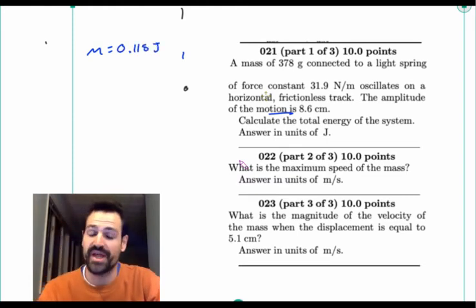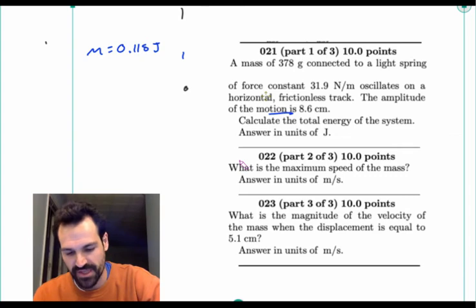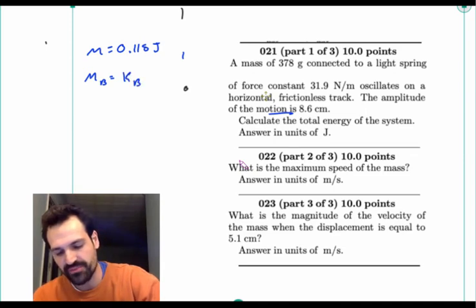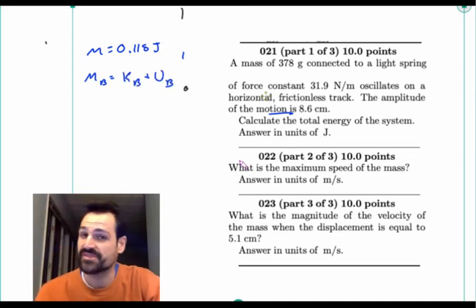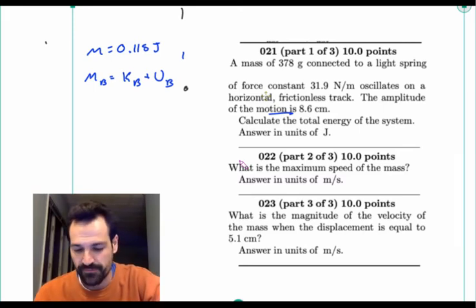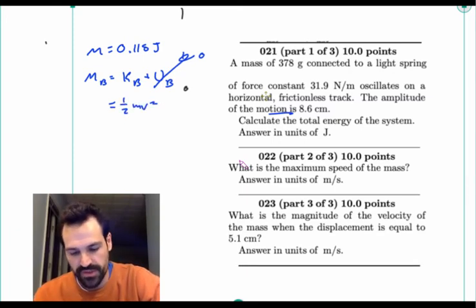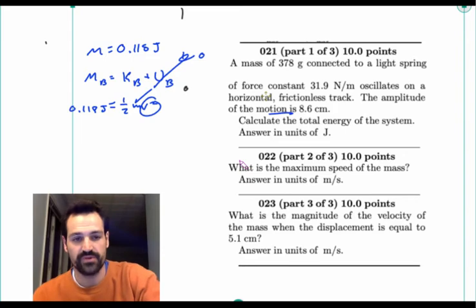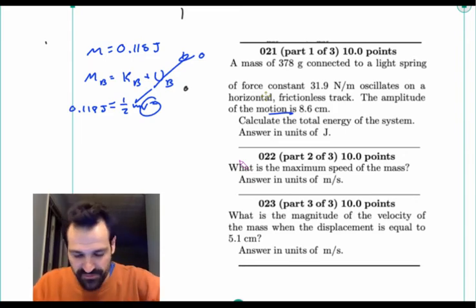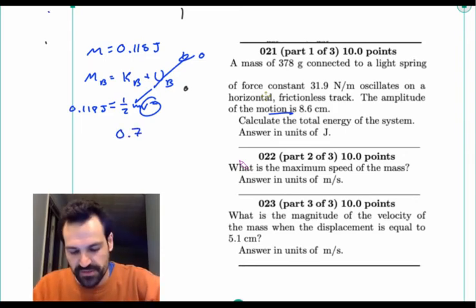And now that I've cleared my board, we know that the mechanical energy is 0.118 joules. That's the total energy at any position. So I'm going to set that equal to the mechanical energy, use that as the energy at position B, which is equal to the kinetic at B plus the potential at B. But since the spring is not stretched or compressed at B, 100% of the energy is kinetic, or 1/2 mv squared. And that's equal to 0.118 joules. And then you plug in the mass and you solve for a velocity of 0.79 meters per second.